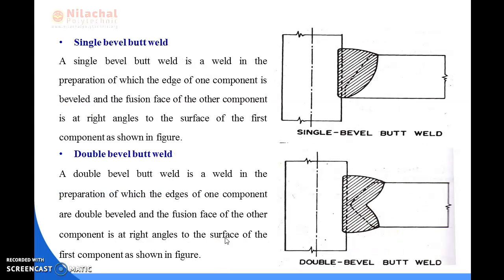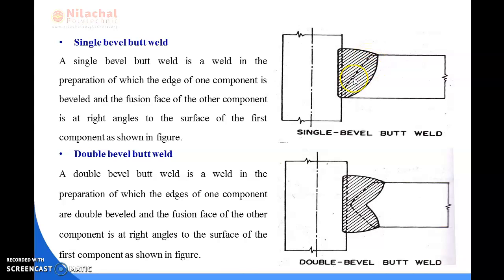Okay. So now comes to single beveled butt weld. A single beveled butt weld is a weld in the preparation of which the edge of one component is beveled and the fusion face of the other component is at right angles to the surface of the first component. So beveled means, if you cut a plate at its one edge at an inclination angle, this kind of cutting is known as beveled.